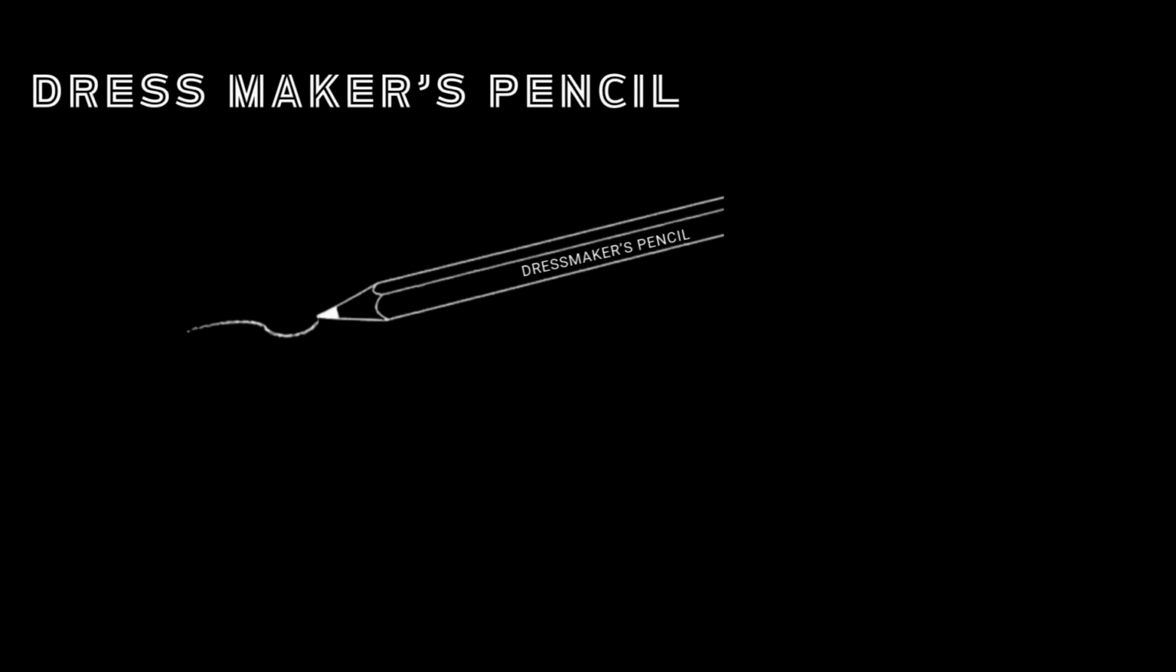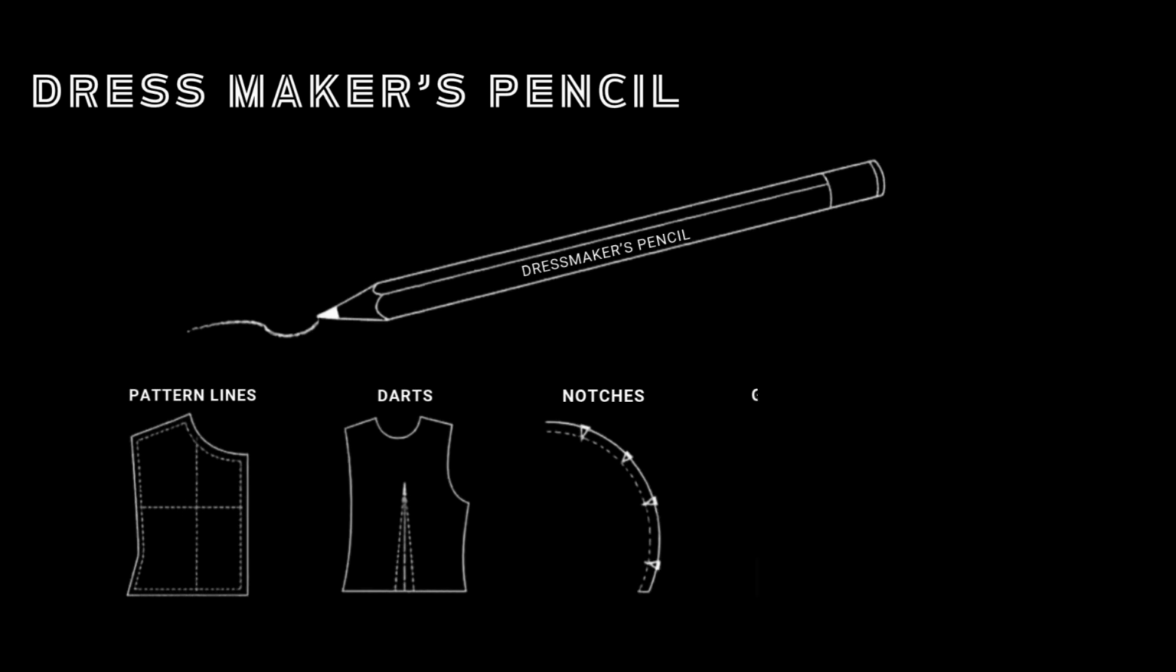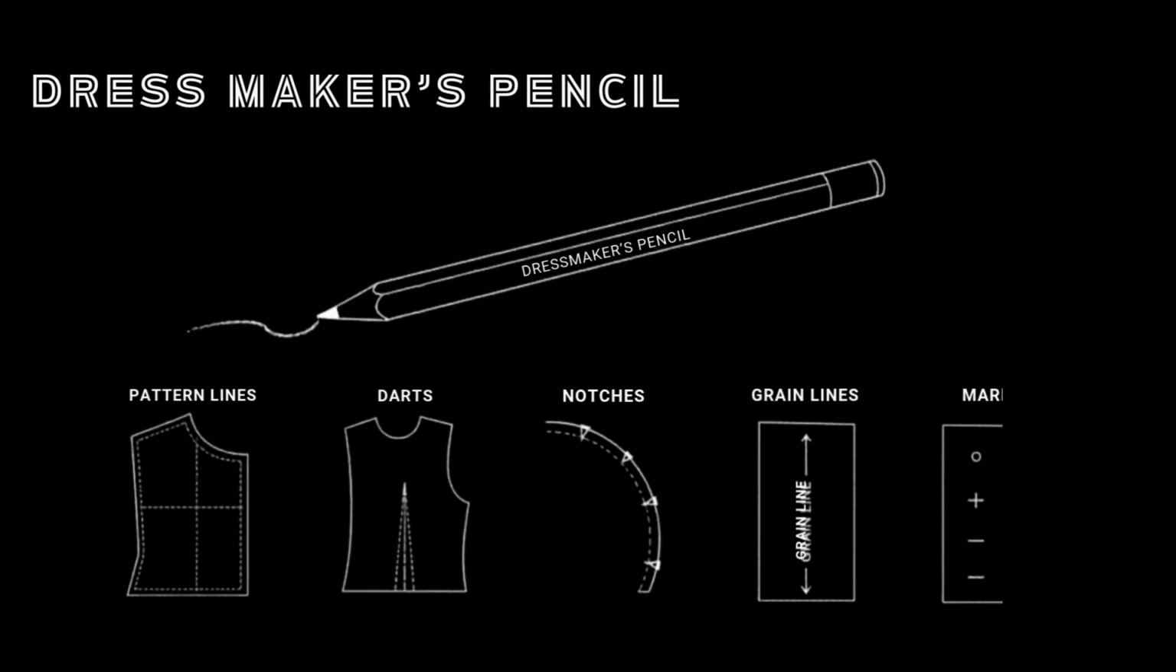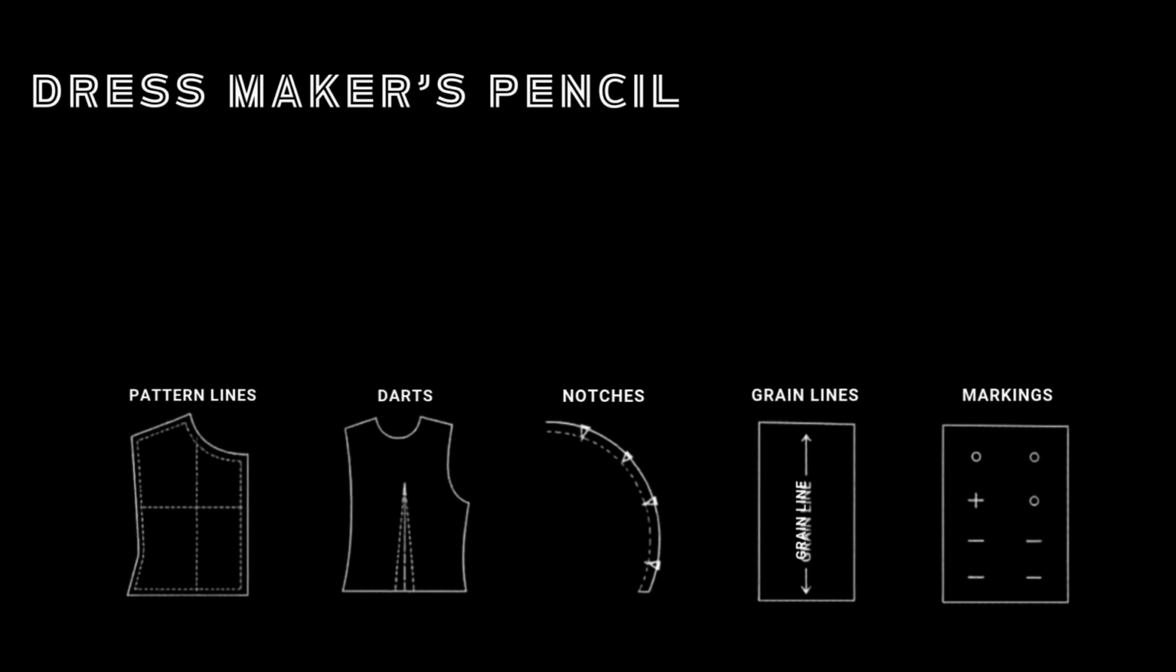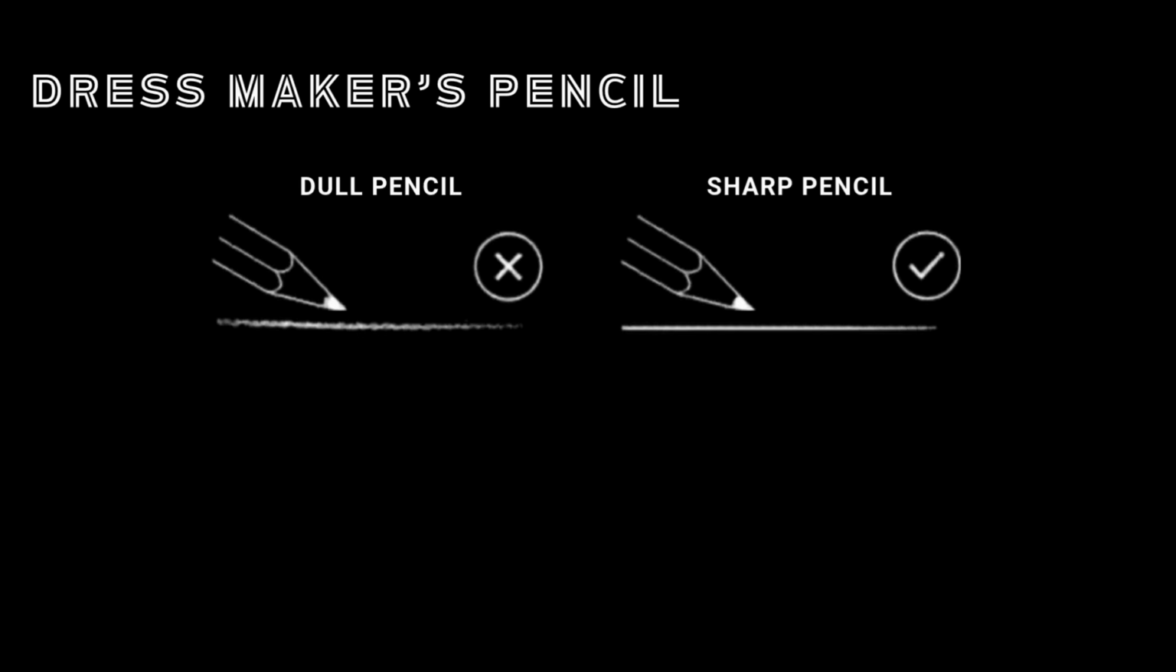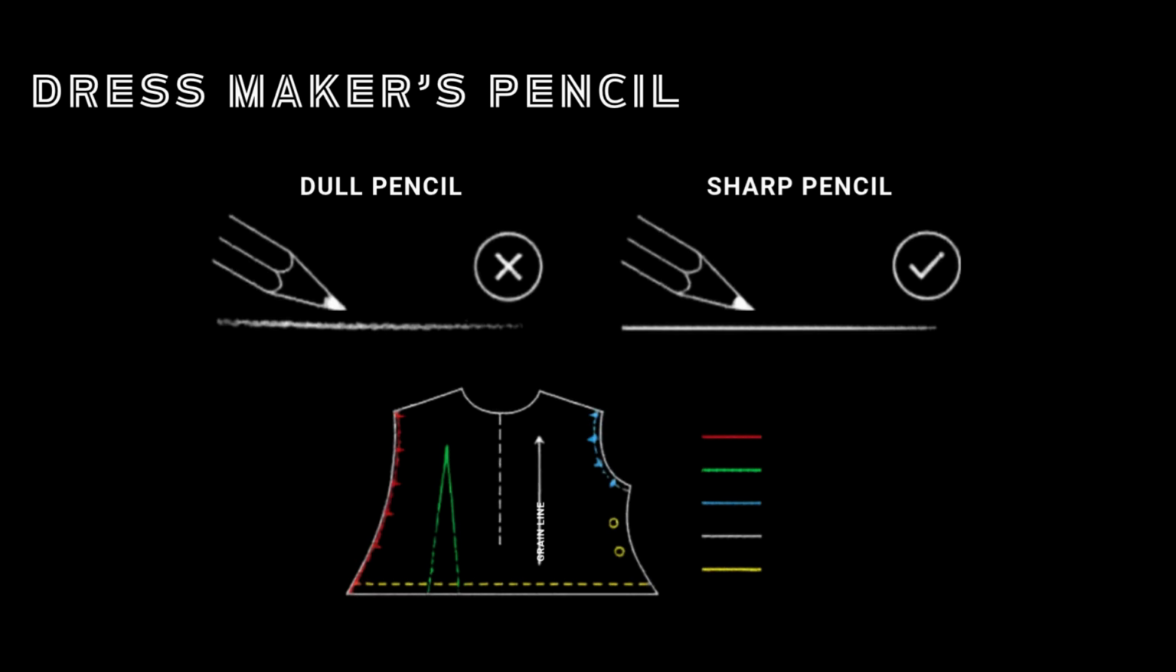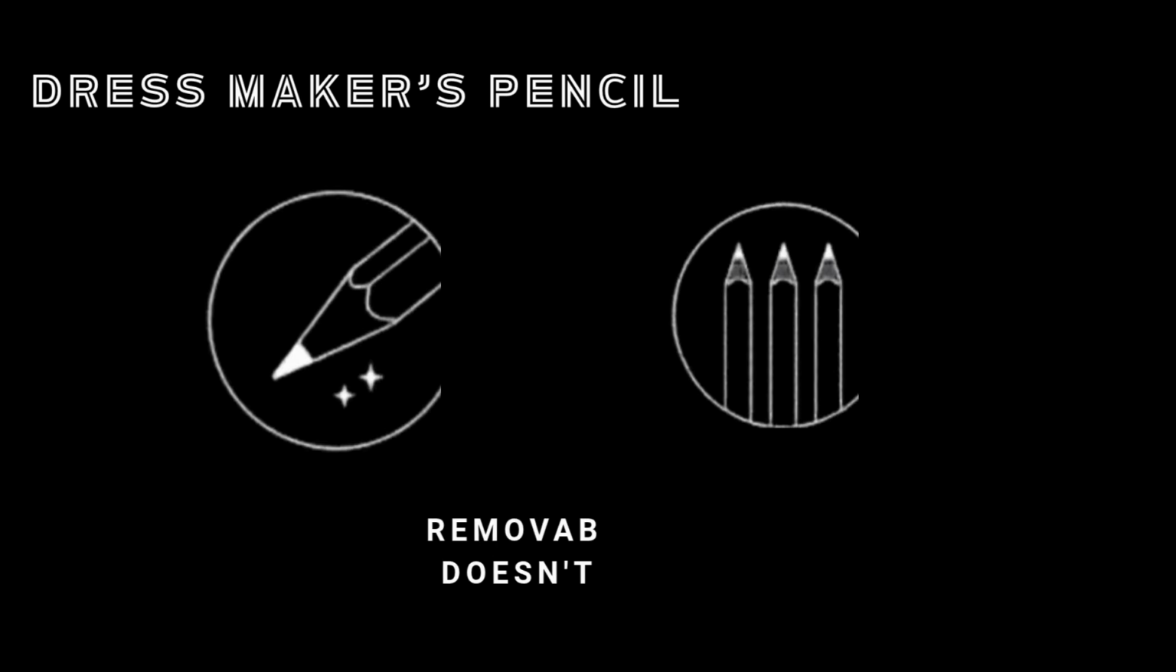Next, we have the dressmaker's pencil. A dressmaker's pencil is used to draw pattern lines, both internal and external, such as darts, notches, grain lines, and cutting and stitching markings. It is better to use a sharp pencil so the lines stay clean and accurate. You can also use colored pencils to separate different parts of the pattern. The advantage of using this dressmaker's pencil is that you can remove the marks easily and they won't stain.